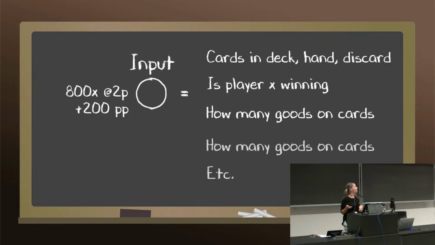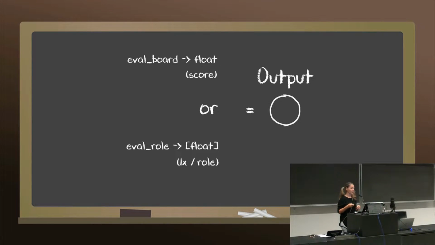And is player X winning? How many goods are on the cards? It's an engine building game, so there's a concept of goods getting converted into victory points. So just basically all kinds of things that are going to describe the state of your game. And the outputs are those scores based on the functions you're looking for. So eval board, it's going to be the win probability for each player, and then we only look at the local player. We get the score for that, and we have that as the eval board, which is just basically the equity of the board.